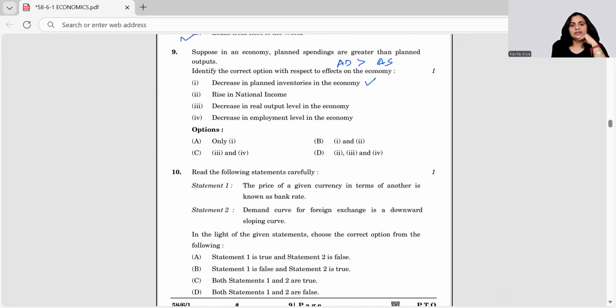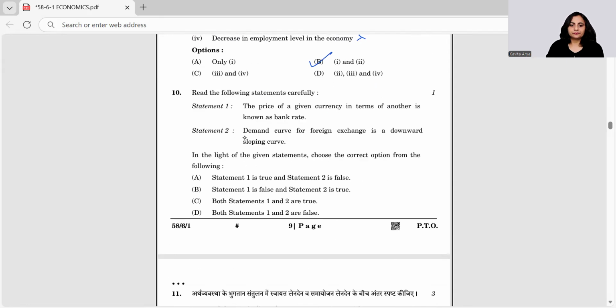This is a correct statement. Rise in national income, of course. When there is more flow of income, more production, more demand, more sales, then that would lead to a rise in national income. These two are correct. Decrease in real output level in the economy? Why would it decrease? No, it would not decrease. And decrease in employment, why would it be so? Because it's a case of increase in production and production activity. So our answers should be 1 and 2. So this is our answer.